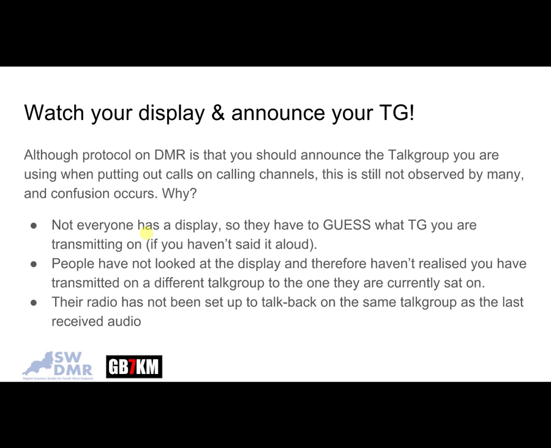Although the protocol on DMR is that you should announce the talk group you are using when putting out calls on calling channels, this is still not being observed by many people, and this does cause confusion. People have not looked at the display and therefore have not realized that you've transmitted on a different talk group. They don't have a display, or they're simply guessing which talk group to use.